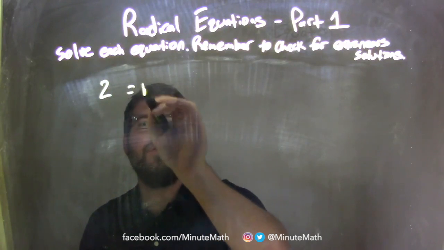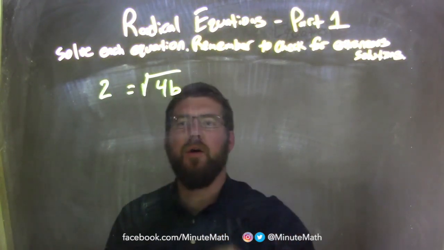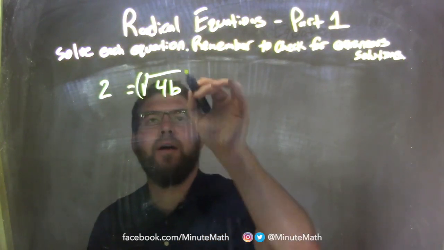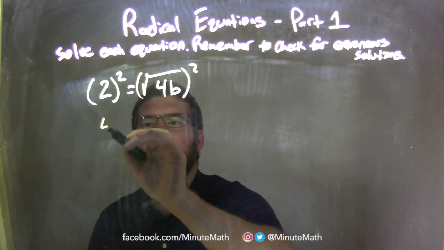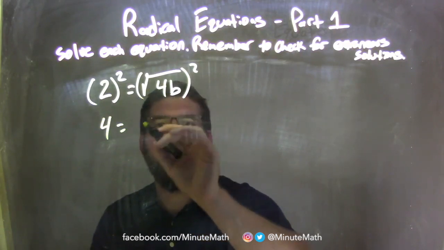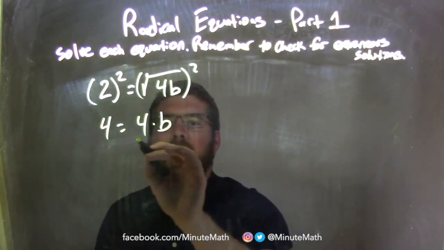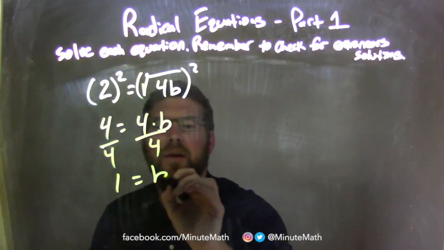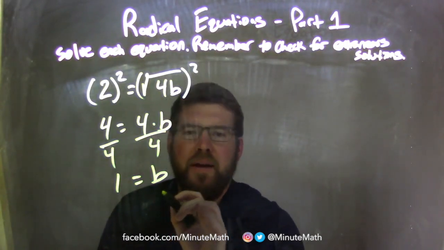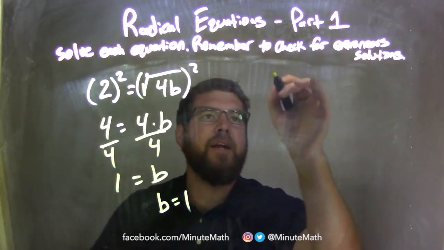2 equals the square root of 4b. Well, to eliminate the square root, I need to square both sides. In doing so, 2 squared is 4, and that eliminates the square root here, 4 times b. To get b by itself, I have to divide by 4 on both sides, leaving me 4 divided by 4 is 1, equals b. I can rewrite this, make it nice and neat, as b equals 1. Okay? But now I need to check.